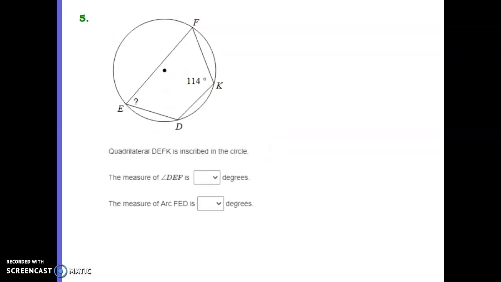Number 5. Quadrilateral DEFK is inscribed in the circle. Okay, that means all the vertices are right on the circle there. All right, the measure of angle DEF is, where is DEF? DEF. Okay, so those angles are not going to be congruent like back in Unit 8 when we had parallelograms, opposite angles. They are supplementary. So we have to figure out what's 180 minus 114. And that is 66 degrees.